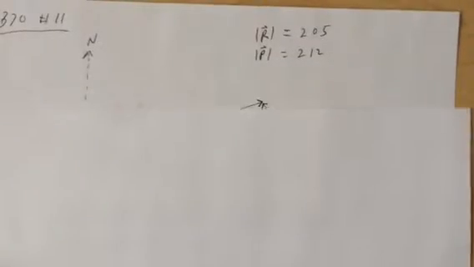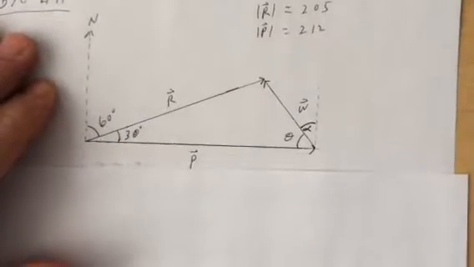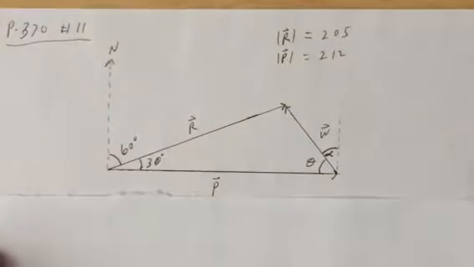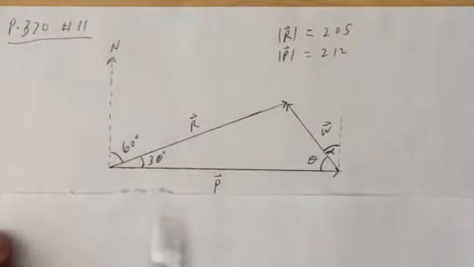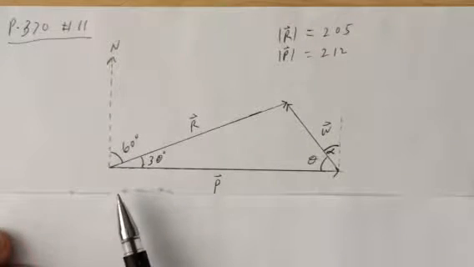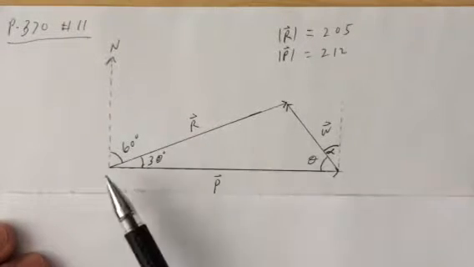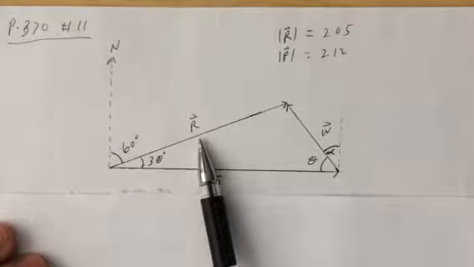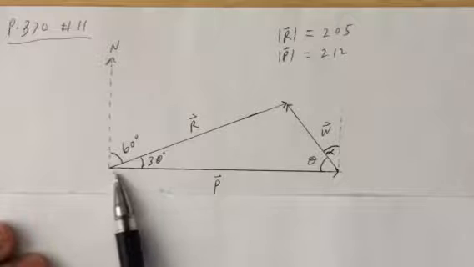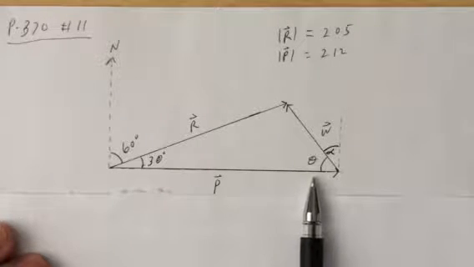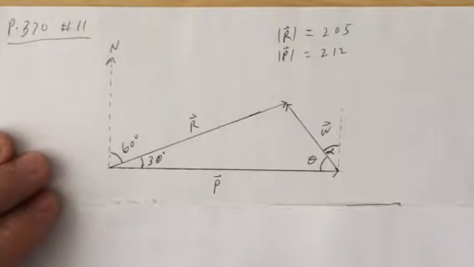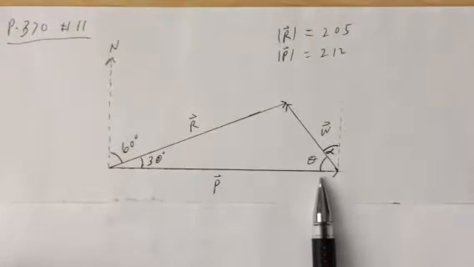Alright, so if we draw the diagram, we get this here. So there's north. Okay, the resultant is going to be heading north 60 degrees towards the east, and the plane is heading east, so we can put those in. And we need to know which direction the wind is going.